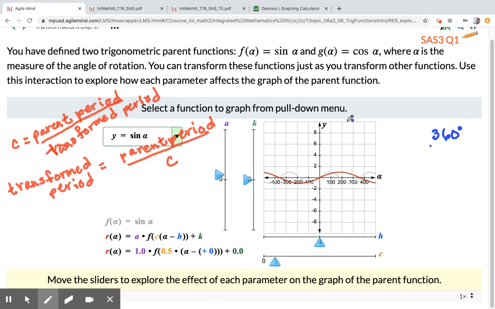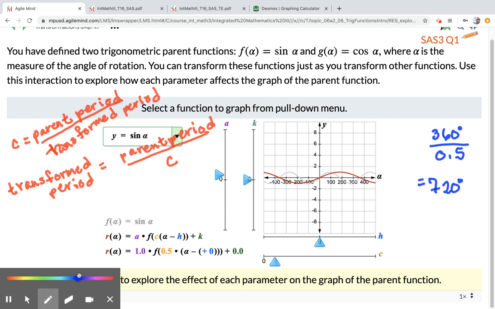So if I were to do 360 divided by 0.5, that should give me my new period. Hang on, I got a calculator here. 360 divided by 0.5. And that tells me that my new transformed period is going to be 720 degrees. And look at that. Sure enough, when C is between 0 and 1, my period got bigger. This is very important to notice. You might want to make some notes about C. You are pretty familiar with A, H, and K, but you want to make some notes about C because this is about to become super handy.